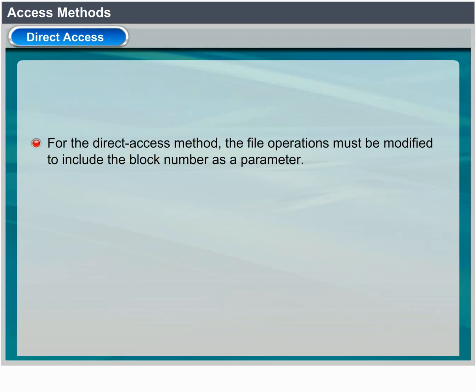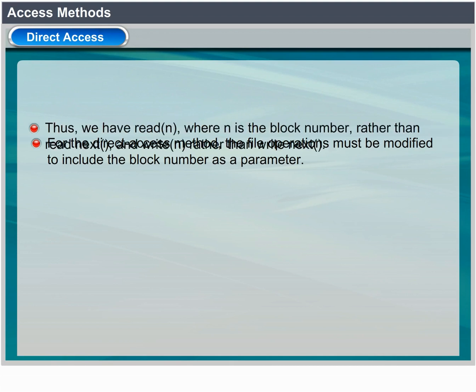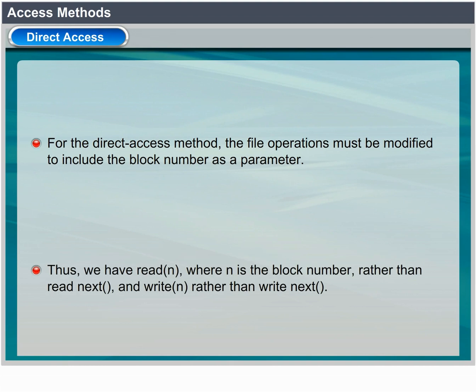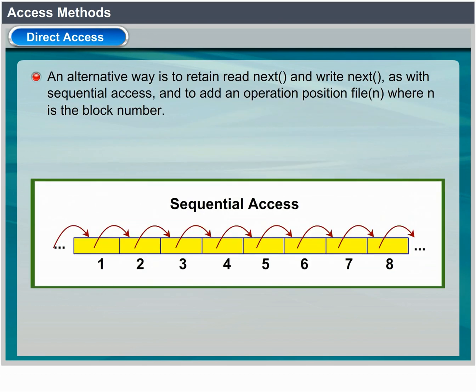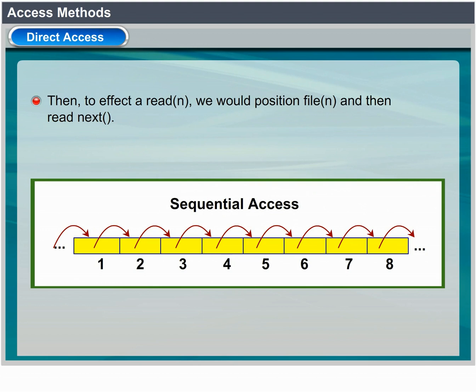For the direct access method, the file operations must be modified to include the block number as a parameter. Thus, we have the read n function, where n is the block number, rather than the read next function, and the write n function rather than the write next function. An alternative approach is to retain the read next and write next functions as with sequential access, and to add an operation, position file n, where n is the block number. Then, to effect a read n function, we would position the file to n and then read next.